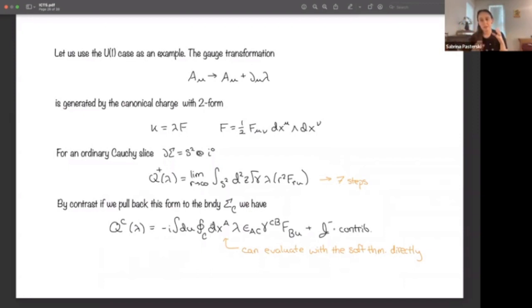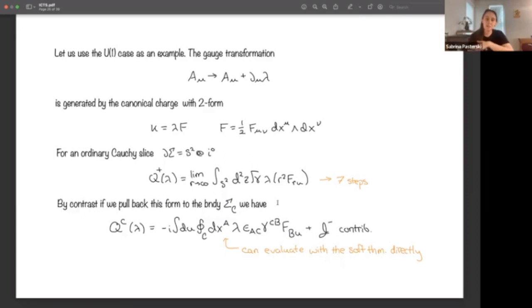So basically I say that my gauge parameter, if in harmonic gauge, solves the harmonic equations of motion. So it's like box lambda equals zero. And then there's some data on the celestial sphere, which determines the solution in the bulk.